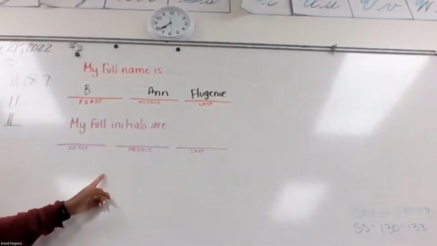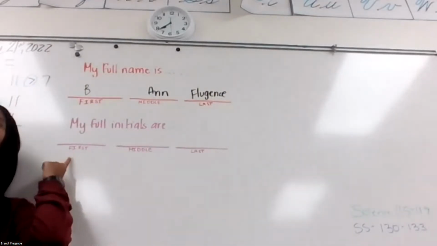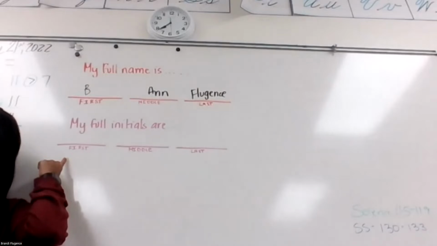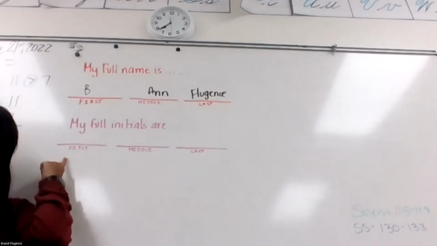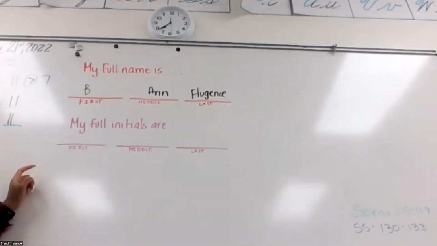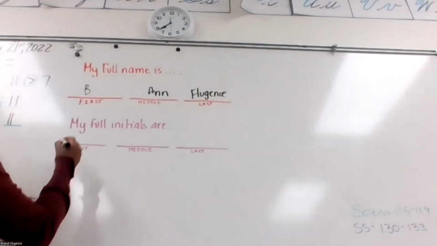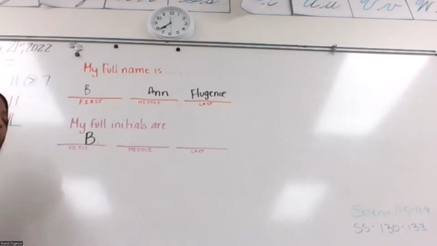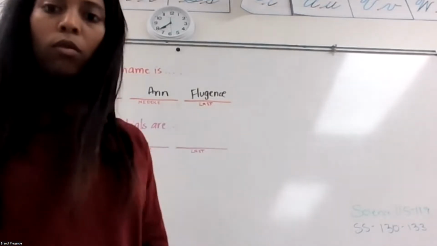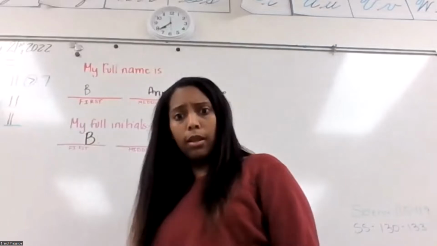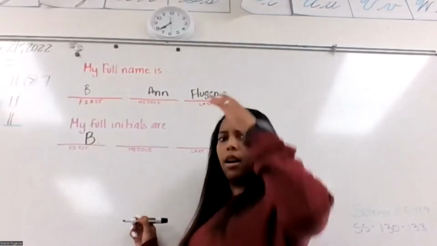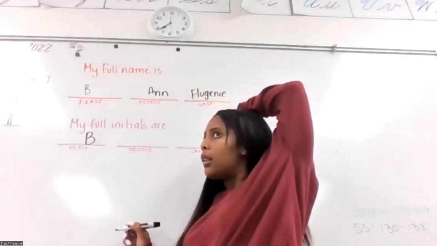Okay, full initials. So let's start with your first name. What will your first letter initial be? A. Okay, so put that in, then a dot. Make sure you put a dot after. F, what's yours? And what's yours? T, and then Avaya's A. Okay, so put your first letter and then a dot after. Does it have to be capitalized? Yeah.